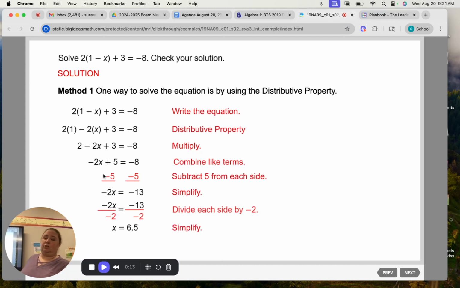You can do 2 things here. You can divide it, which will give you a decimal answer. Or you can just simplify and leave it 13 over 2. I would accept either answer. Just remember a negative divided by a negative is a positive. Excellent. So your answer is x equals 6.5, or I would have accepted 13 over 2.